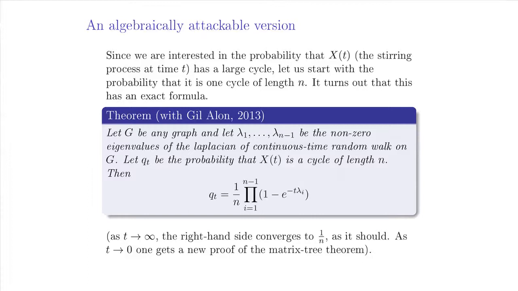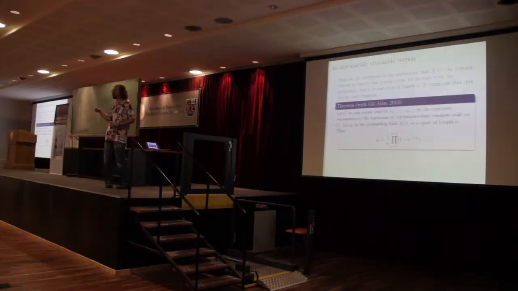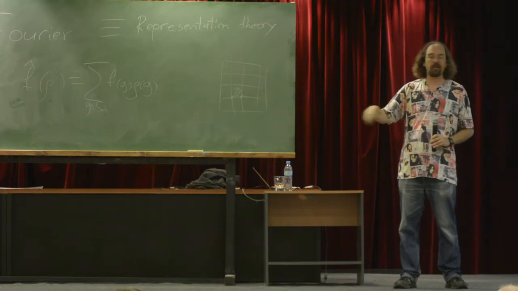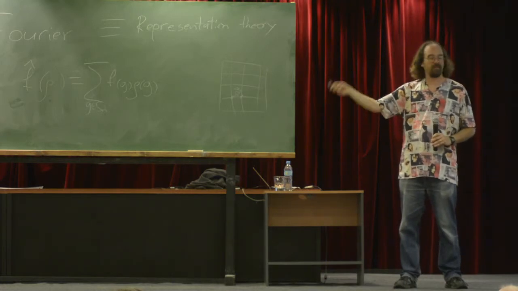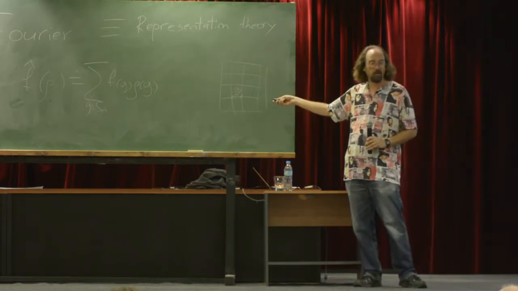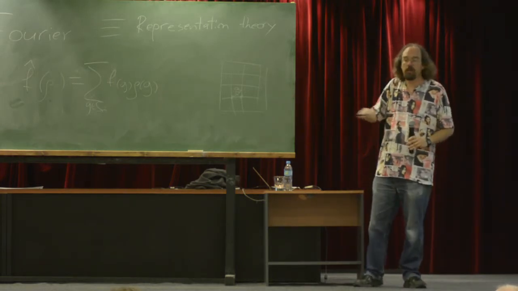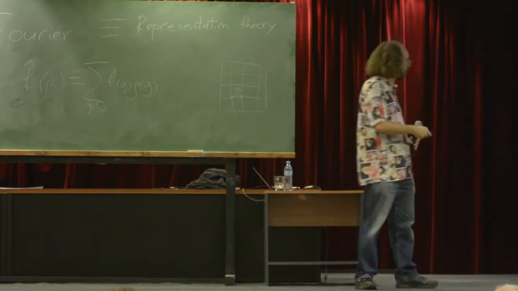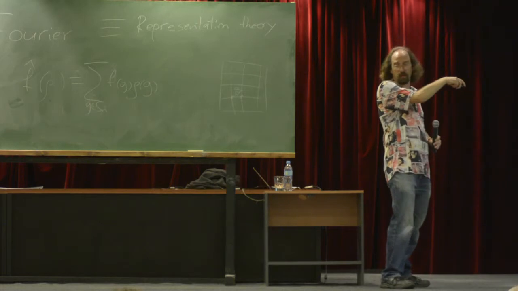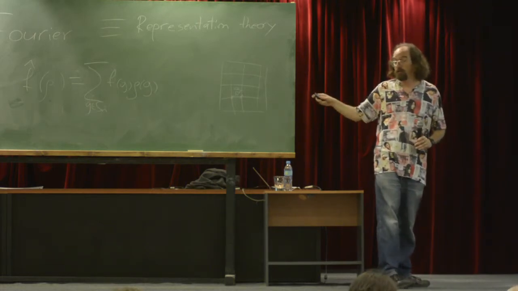So this probability, which I just defined, is equal to 1 over n times a product, where the lambda i's are eigenvalues of the smaller graph. That's the fun thing about this formula. They're not eigenvalues of the Cayley graph, which are n factorial numbers that nobody knows how to calculate. They're eigenvalues of the cube, which are some cosines, so everything is completely calculated. The formula works on any graph: the lambda i are the eigenvalues of the Laplacian of the graph.